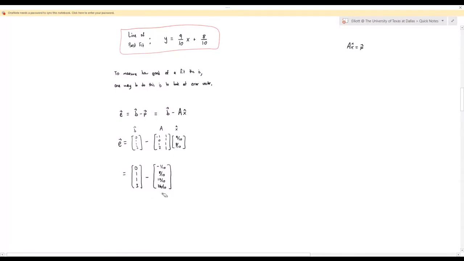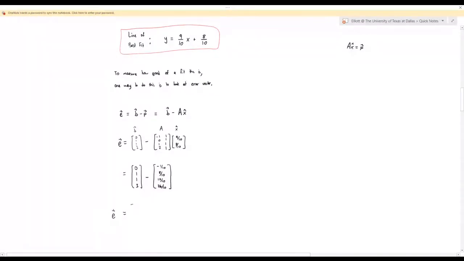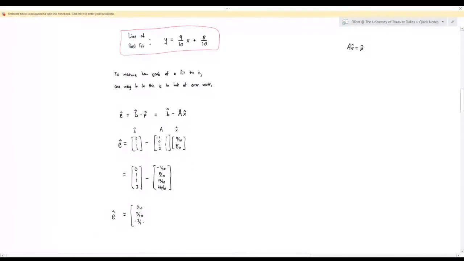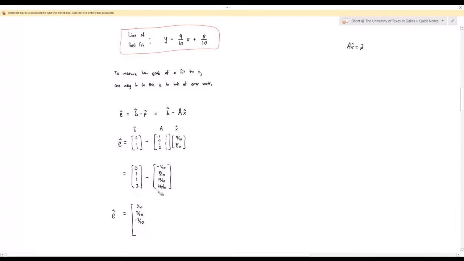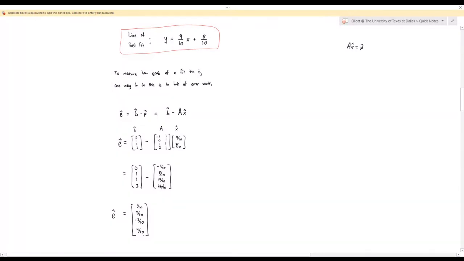Then let me do the subtraction to finish this calculation. The error vector would be 0 minus the negative, so it's 1/10. 1 minus 8/10 is 2/10. 1 minus 17 over 10 is negative 7 over 10. And lastly, 3 minus 26 over 10 is 4 over 10. So that would be the error vector.